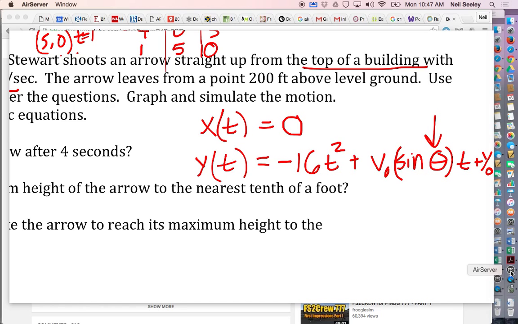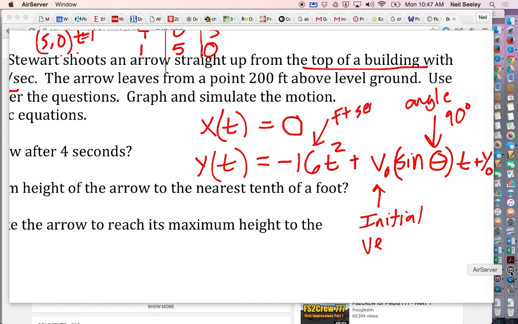This theta is your initial angle. So straight up, 90. And then v naught is initial velocity. Since we're doing the negative 16, this is a feet per second measure. This is gravity, acceleration at 32 feet per second squared. Negative 16 is a direct relation to 32. It's half of it for a good reason. I'll show you tomorrow. But initial velocity in feet per second.